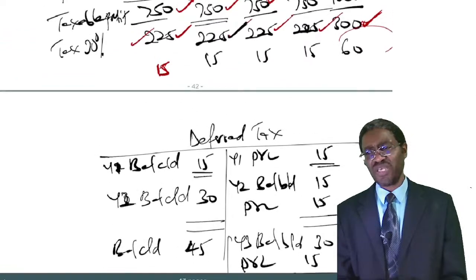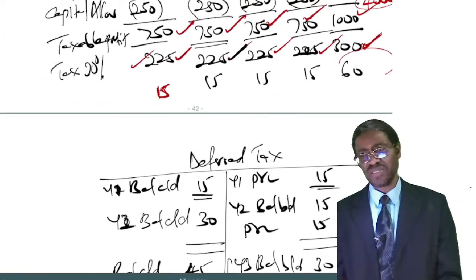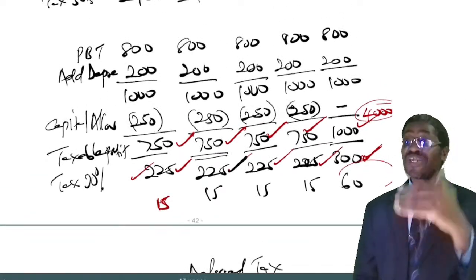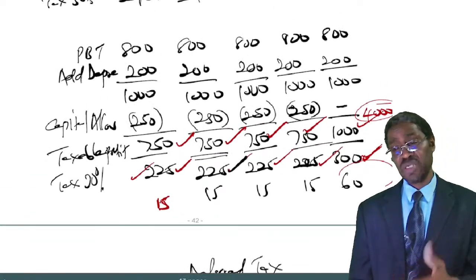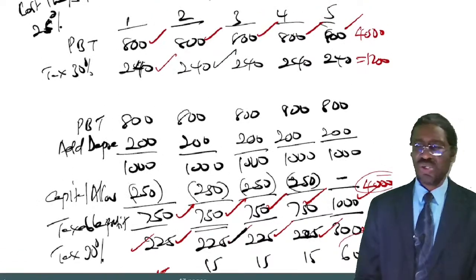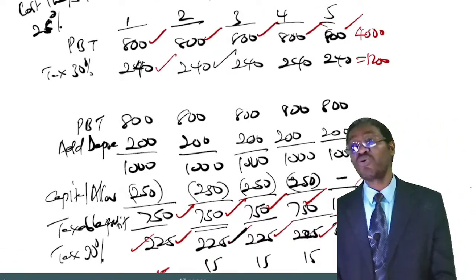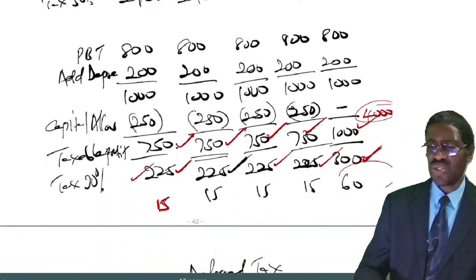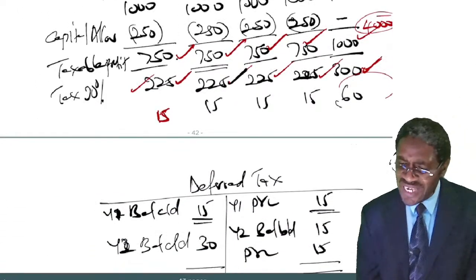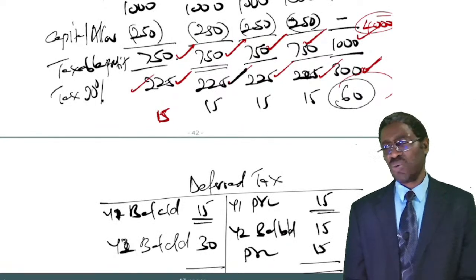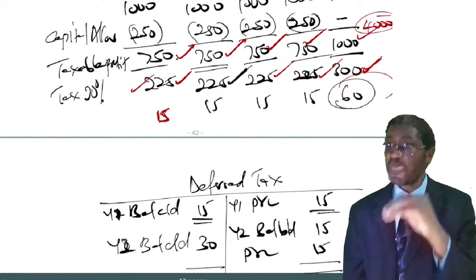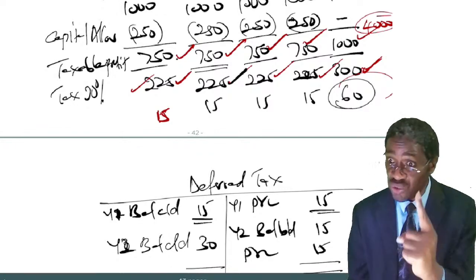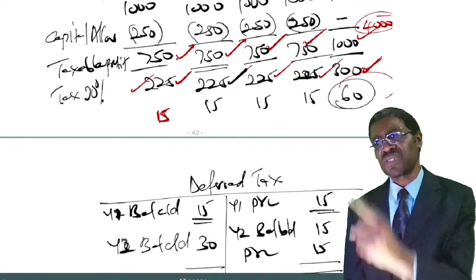In the 5th year, while I thought I'll be required to pay 240, that's what I thought as a businessman, the taxman told me, no, you're not going to pay 240, you're going to pay me 300. That's what we saw. So the question is this, where will I get this extra 60 from? While I thought I'll pay 240, the taxman is now saying pay 300. So the question is, where will I get this 60 from?